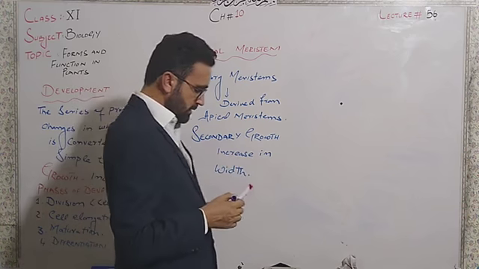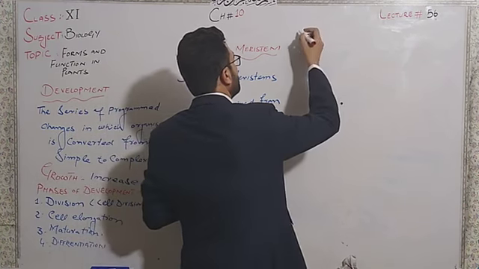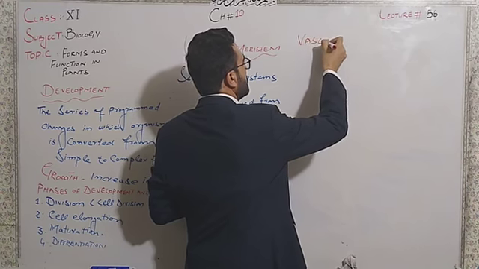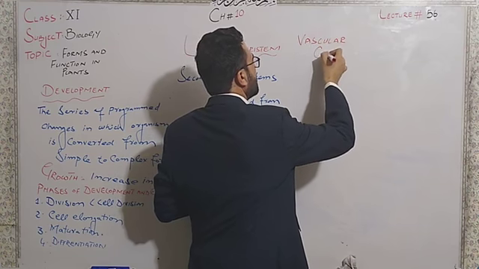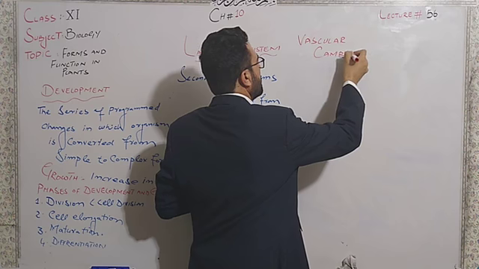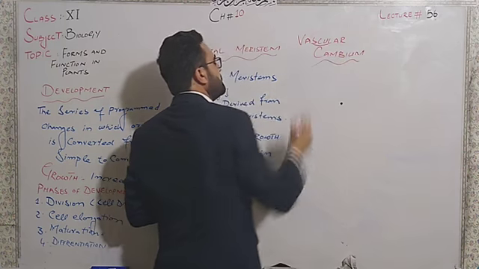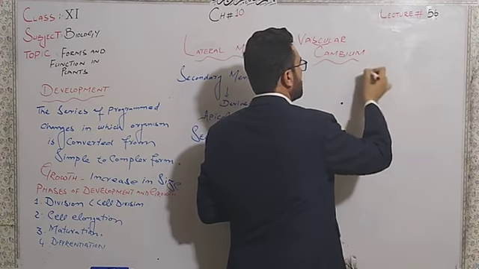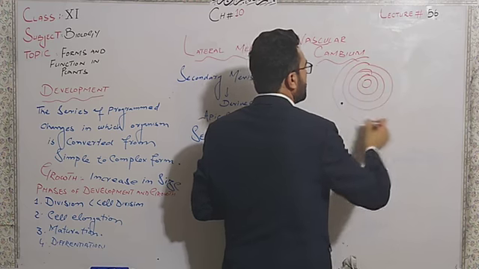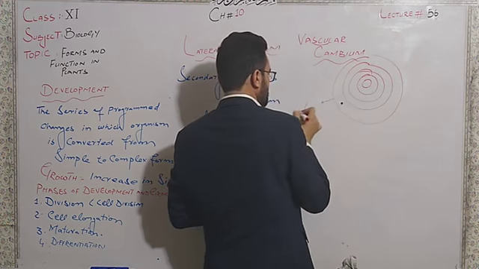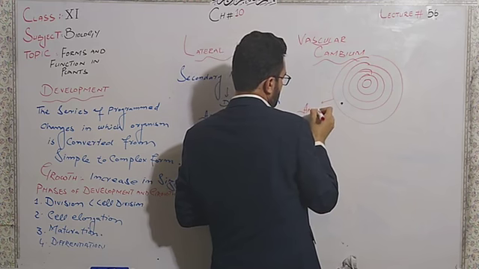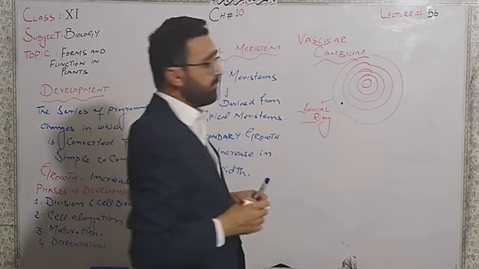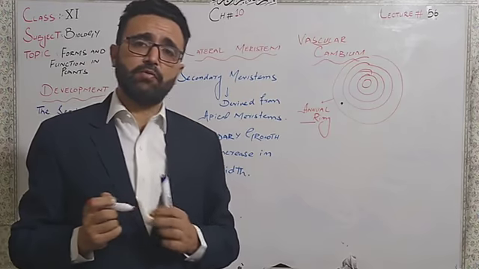There are three types basically. One is the vascular meristem, which is called vascular cambium, which brings secondary growth in the form of rings. These rings are called annual rings because in one year just one ring is added. By means of annual rings we can find out the age of a woody stem.